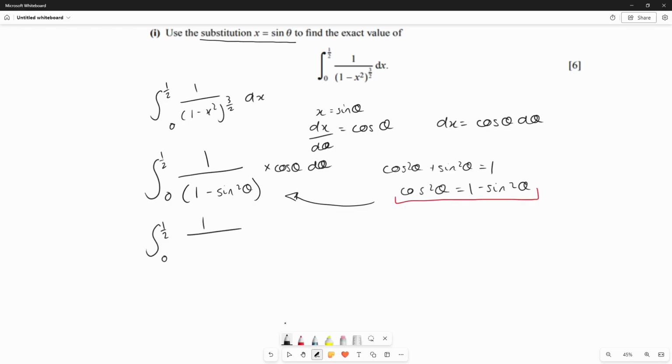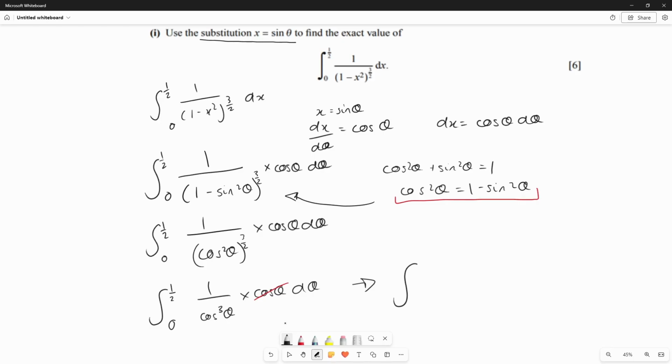So we will get the limits, 1 over cos squared theta to the power of 3 over 2, multiplied by cos theta d theta. And when we expand the brackets out, we'll just get 1 over cos cubed theta, because 2 times 3 over 2 is 3. So that'll be 1 over cos cubed theta multiplied by cos theta d theta. So cos theta here will cancel out, and this will become cos squared theta, because the cos thetas will cancel each other. So we'll get 1 over cos squared theta d theta.